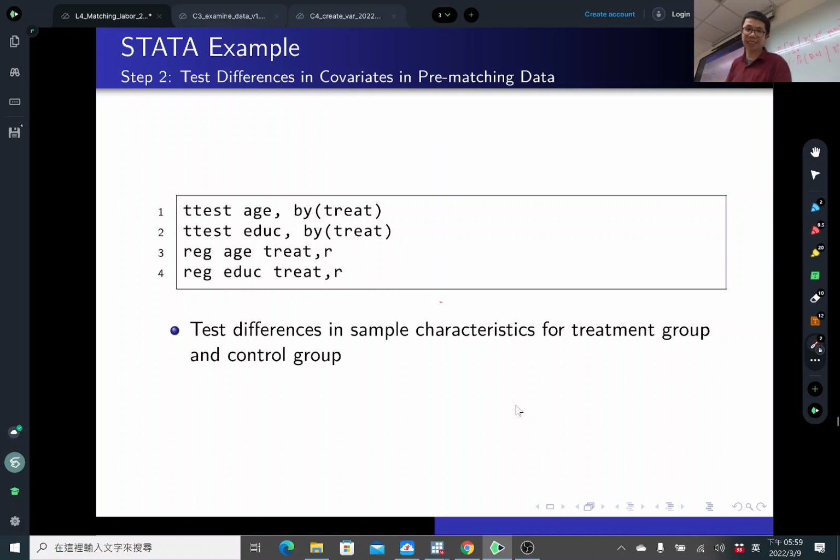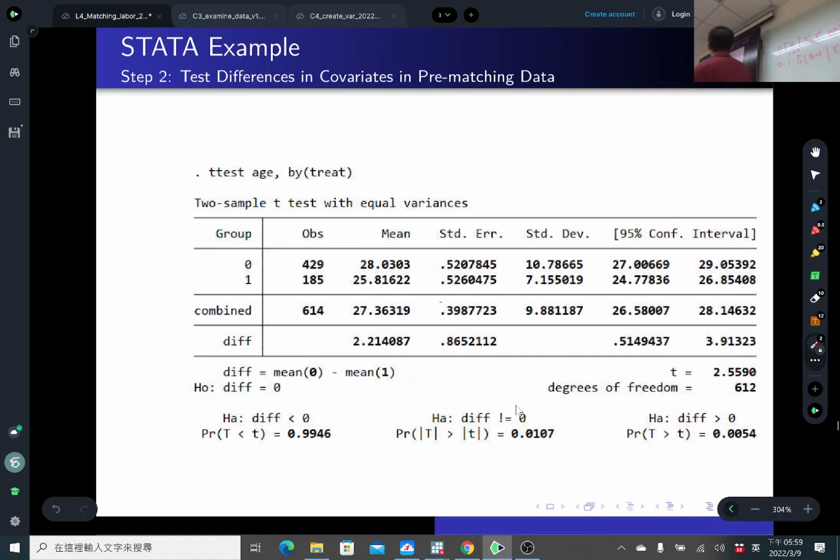If you use t-test, you will find their age, treatment group tend to be younger. 2 years old difference. And this difference is significant. T-statistic is 2, and p-value is 0.005. So it's below 1%. So it's significantly different from 0, no difference. Okay.